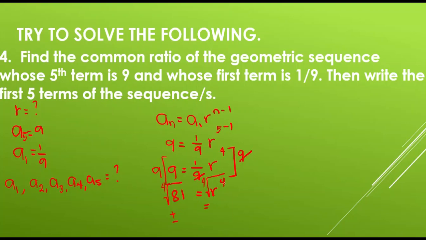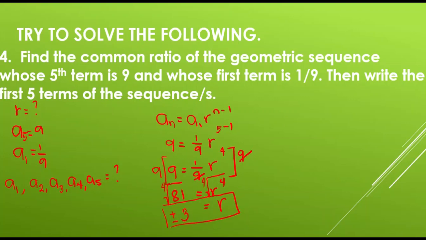So the fourth root of r raised to 4 is r. The fourth root of 81, so positive negative. The 81 has a fourth root of 3. So that's 3 times 3 times 3 times 3. Same thing with negative 3 times negative 3 times negative 3 times negative 3. They both will give you 81 as the product. So your r here is positive negative 3.